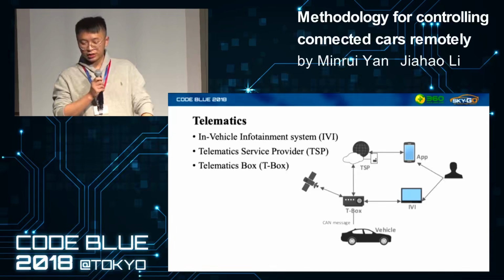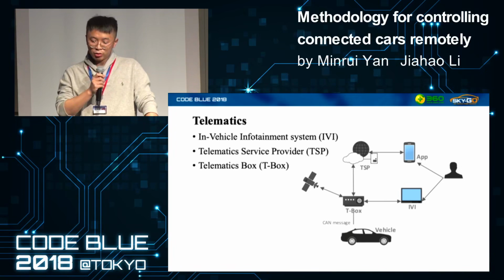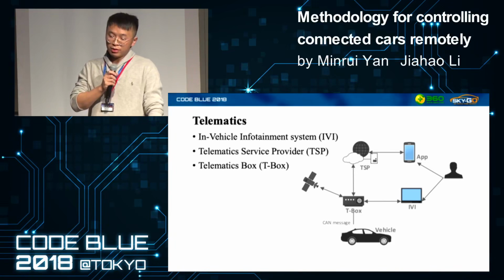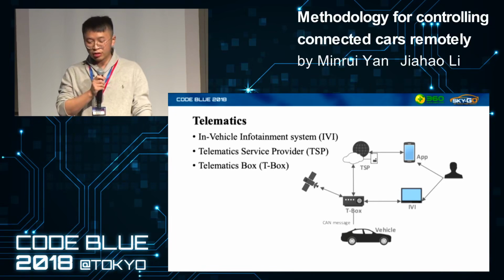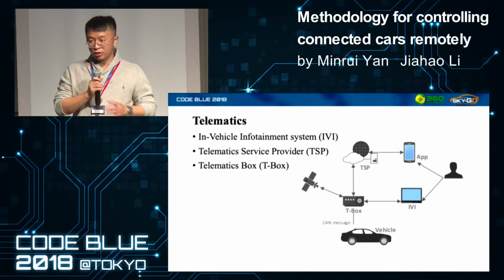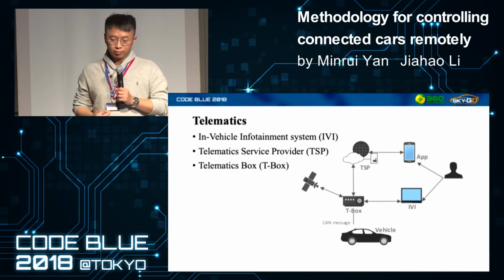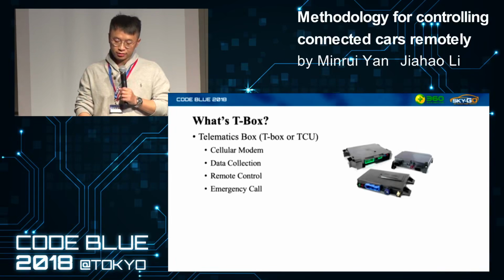The next key point is the telematics box. The telematics box is a key point in the telematics system because it connects the in-vehicle network and the external network. If the T-box is compromised, attackers could connect to the in-vehicle network and the car will be under the control of the attacker. So the attacker could use the T-box to send some CAN bus messages, and he could control the car.